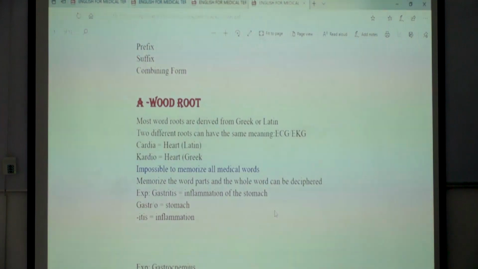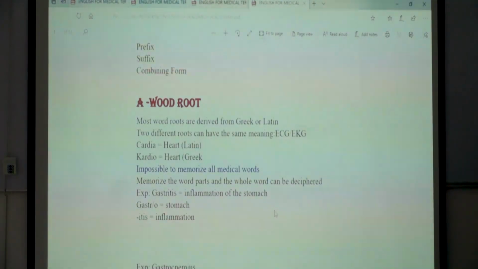ITIS, which comes at the end of the root, gives the meaning to that root. Gastritis. Gastrology. So different. Logy is a suffix, itis is a suffix, but now it has a different meaning by using a different suffix. Now we give another example.